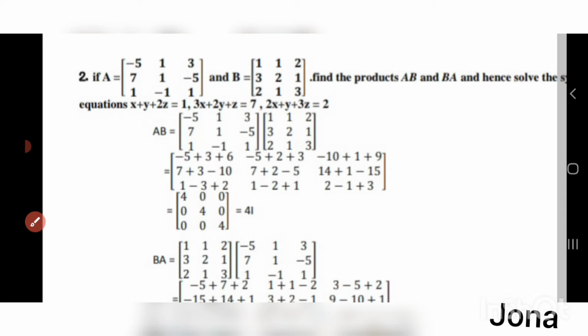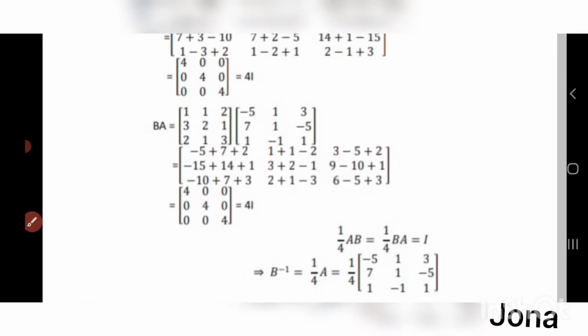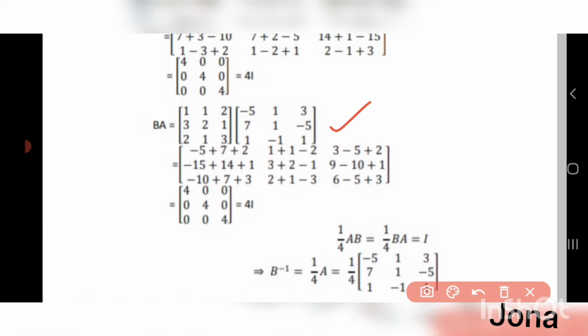Then we want to find the value of the product BA. So here we can write BA as the B matrix into the A matrix. Multiply as ordinary matrix multiplication. First row, first column, first row, second column, first row, third column. Then again second row, first column, second row, second column, second row, third column. And then third row, first column, third row, second column, third row, third column. Then simplify this, and we have the same 4I here.